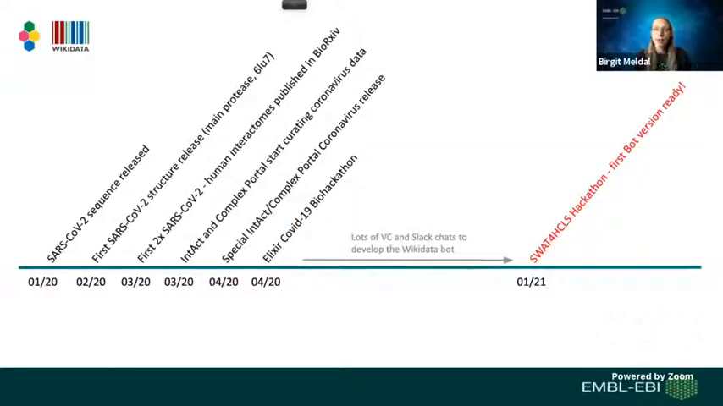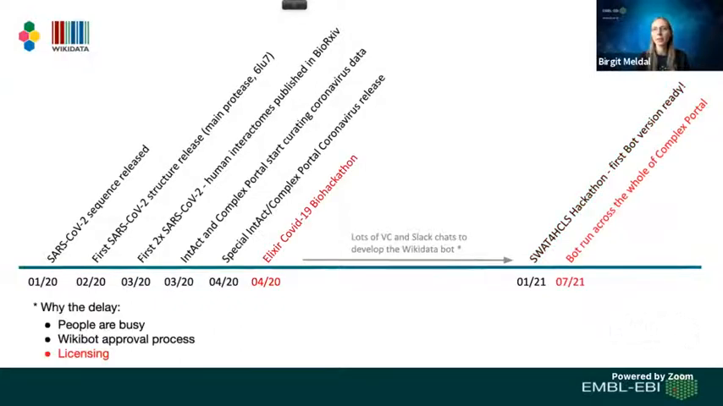So for the next 9 months, we slowly worked away through developing this bot and working on how best we can actually bring Complex Portal data into Wikidata. I had various video calls and a Slack channel, and there was a small group that was spread across half the world that really worked on it. We got together again in a hackathon in December, and at that point we finally managed to get the first version of the bot going, and that was bringing in the rest of the coronavirus related complexes.